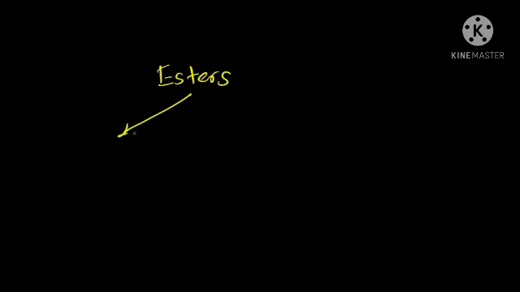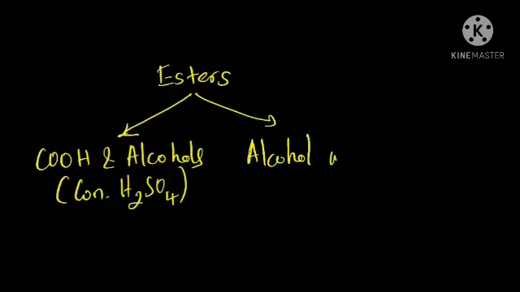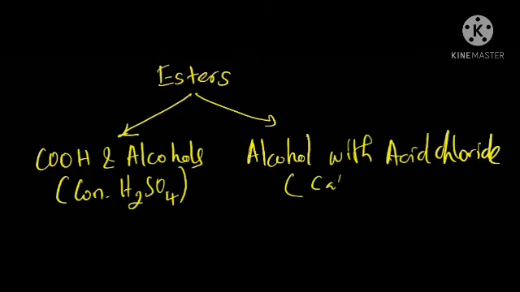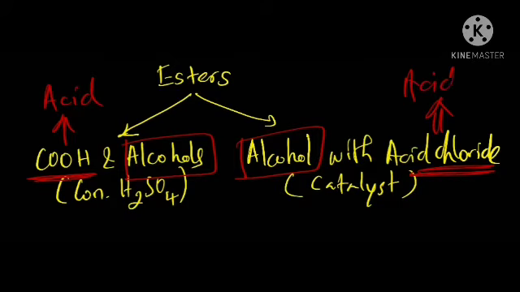Esters are prepared via two main ways. Either they are formed from the reaction between carboxylic acids and alcohols in the presence of concentrated H2SO4 as the catalyst, or esters form from alcohols with acid chlorides with a catalyst. However, in general, we could say that they are formed in the reaction between an alcohol and an acid. The acid could be a carboxylic acid or an acid chloride.